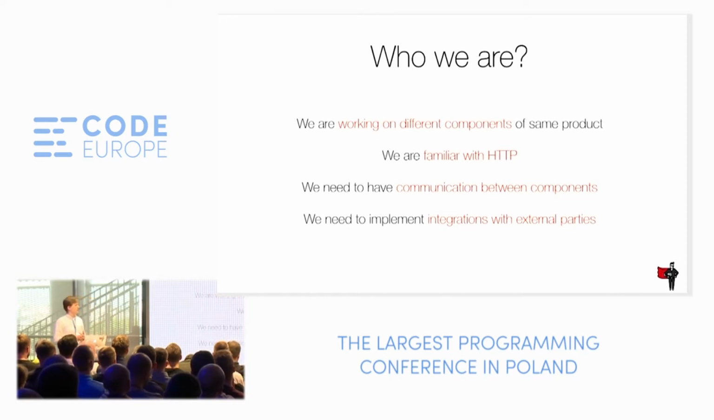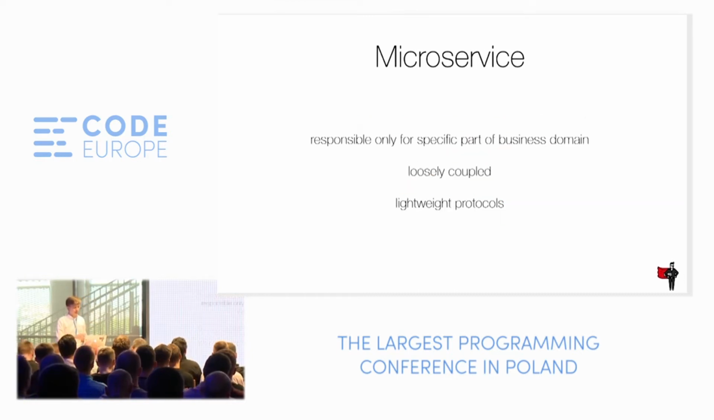So who are we today? Probably we are working on different components of the same products in our company. We are familiar with HTTP, at least every one of us should use HTTP. We need communication between our components in our application because nowadays the software is changing. We don't have a monolithic application, we have separate services and we often need communication between them, and we need to implement, for example, integration with external parties, so with APIs from Facebook, Google, etc.